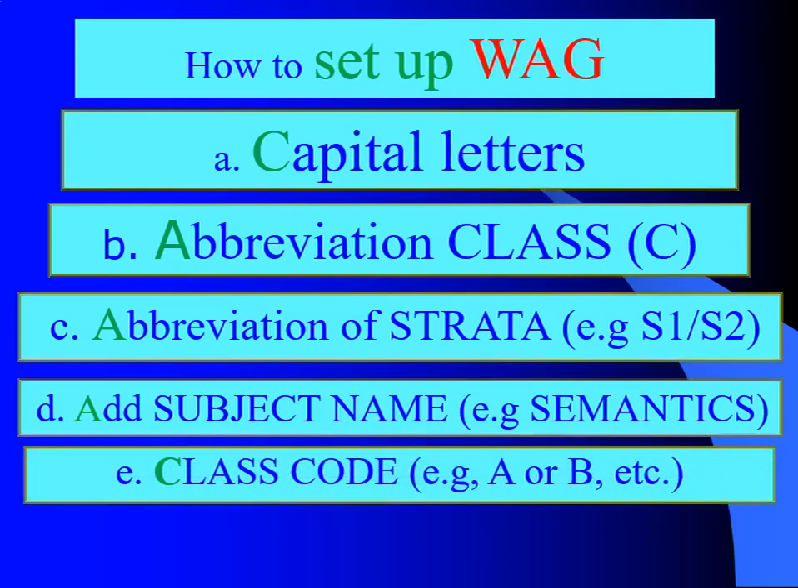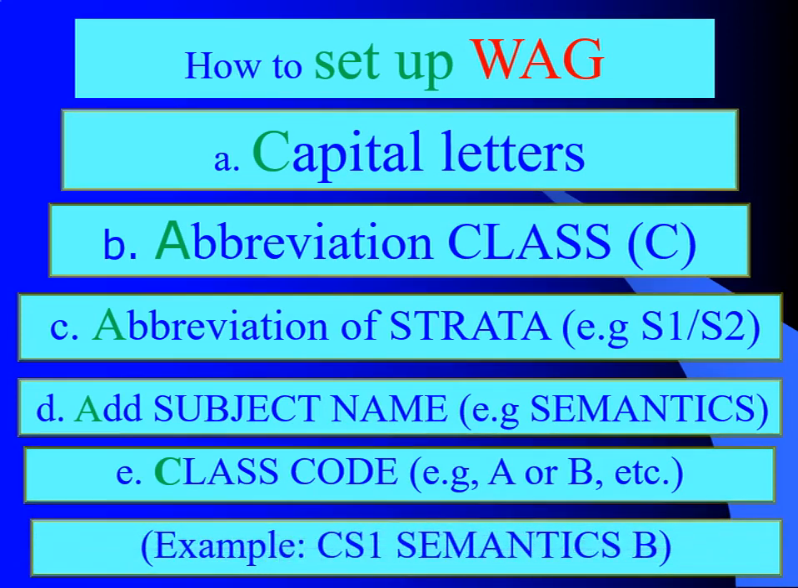So do not forget to put the class code: A, B, O1, O2, and fast track, etc. This is one of the examples. CS1 Semantic B. It means that this is a C class, S1 means diploma class, and semantic is one of the linguistics classes, and B, it is B class, not A class, etc.